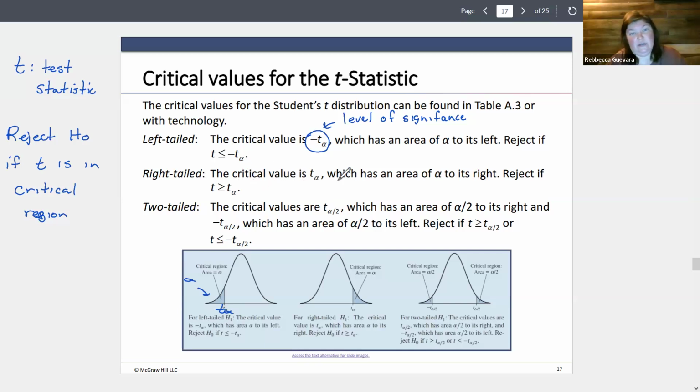Right tail test. This time alpha is going to be here, so we need the T alpha that looks for alpha in the right, so it's in the right tail. Then we have our two tail test that is going to look for a T alpha divided by 2, and we look for negative T alpha divided by 2, because here we have alpha, but in a two tail test, it's split evenly between both tails, so half of it is here and half of it is here. So we need the T value that's going to give me those areas.